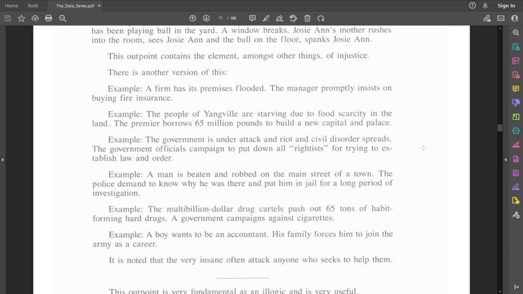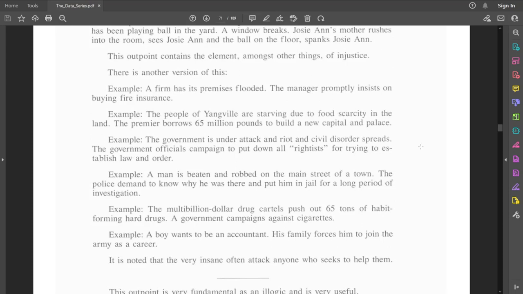Example: a man is beaten and robbed on the main street of a town. The police demand to know why he was there and put him in jail for a long period of investigation. Example: the multi-billion-dollar drug cartels push out 65 tons of habit-forming hard drugs. A government campaigns against cigarettes. Who's to say they can't do both at the same time? Example: a boy wants to be an accountant. His family forces him to join the army as a career.